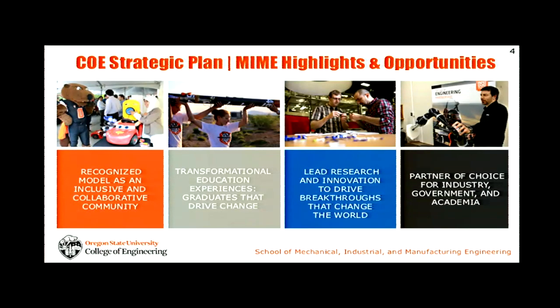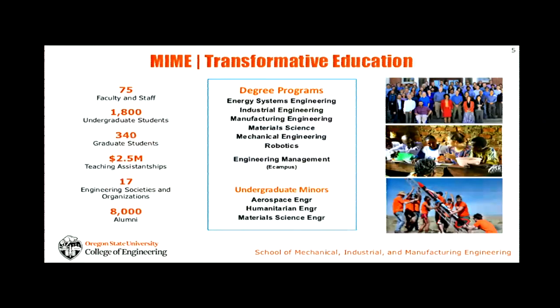The strategic plan for the college is really based on four pillars: building community, transformational education experiences, research innovation, and being a partner of choice. Okay, so I'll talk a little bit about the center of that, education and research, with respect to MIME.